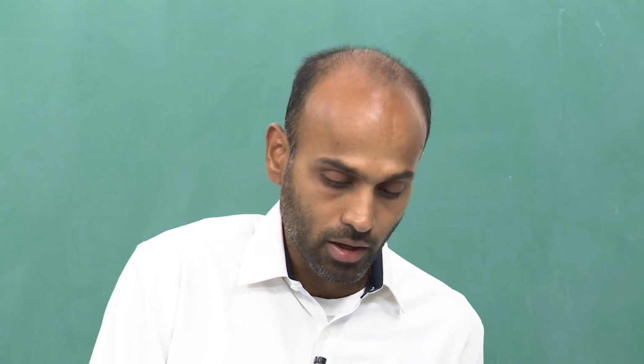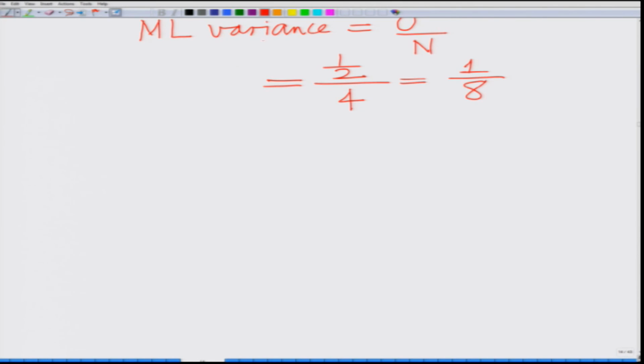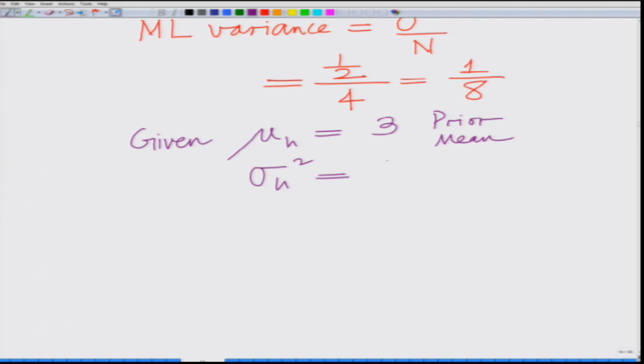Now, let us look at the prior. Let us say the prior mean, of course, this information has to be given, mu h equal to 3. This is your prior mean, and sigma h square equals 1 over 4. This is the prior variance. Okay.